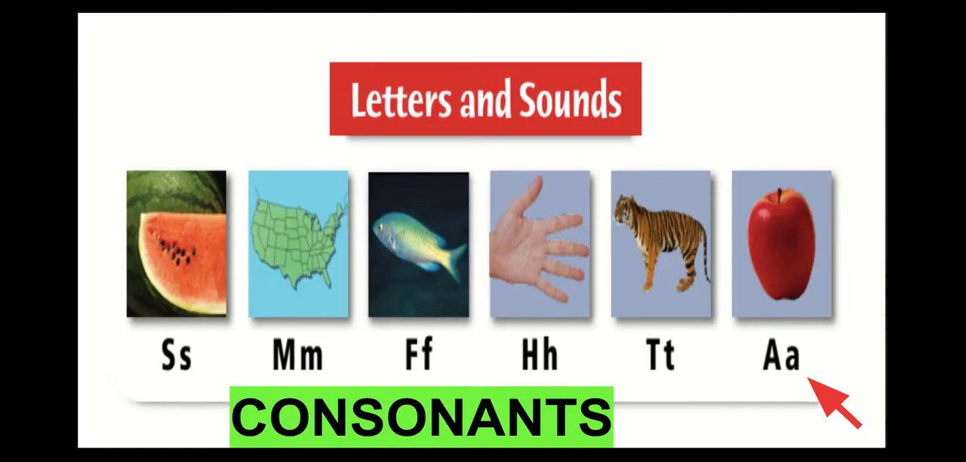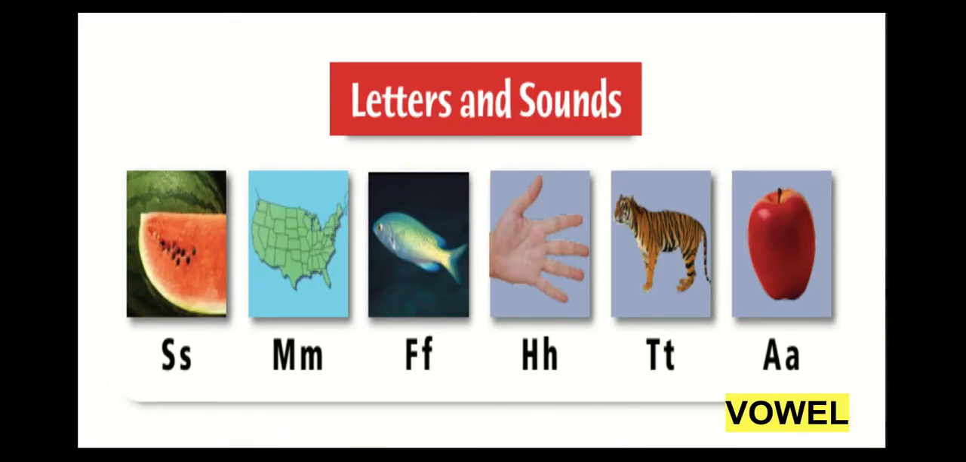Repeat after me. Ah. Ah. The letter A is a vowel. Repeat after me. Vowel. Vowel. We have lots of consonants and one vowel here. Now let's take a look at the names of these pictures.